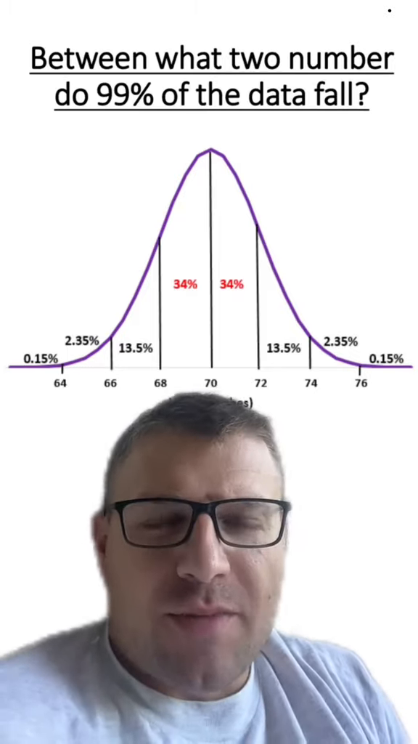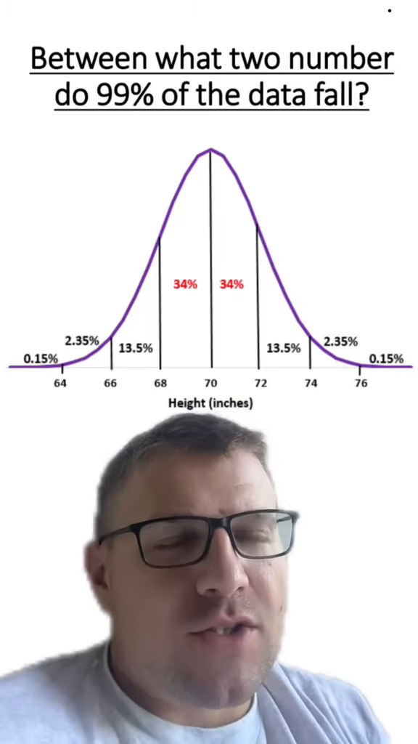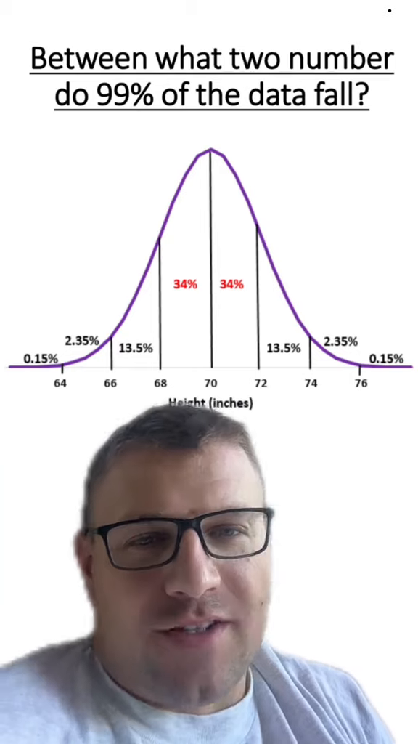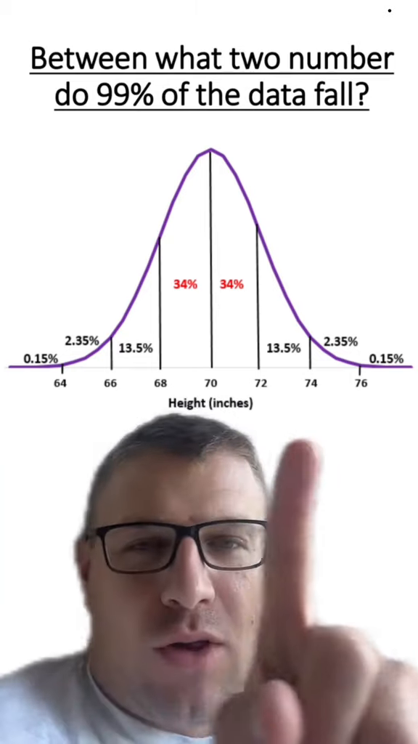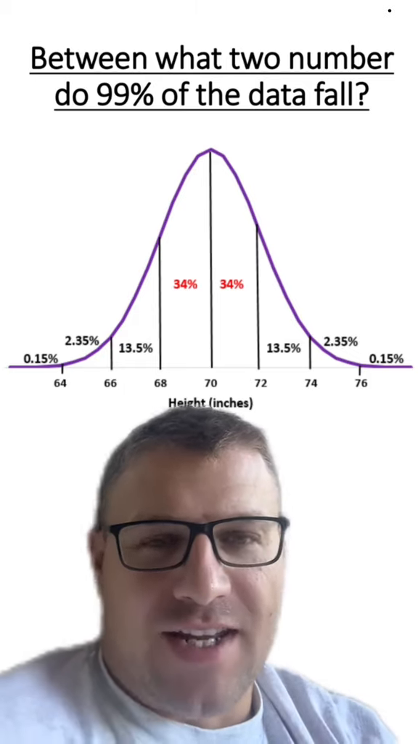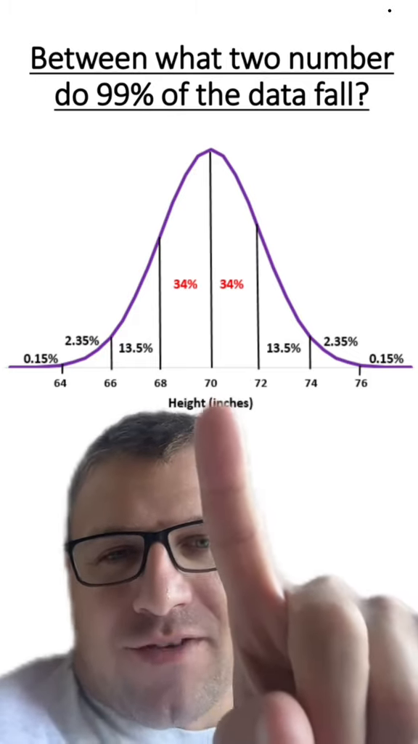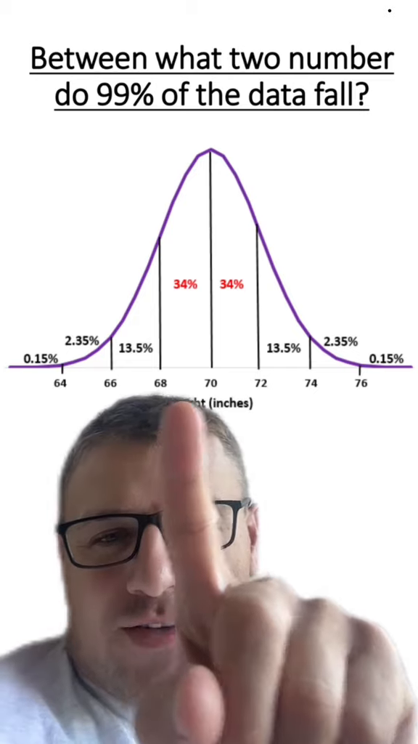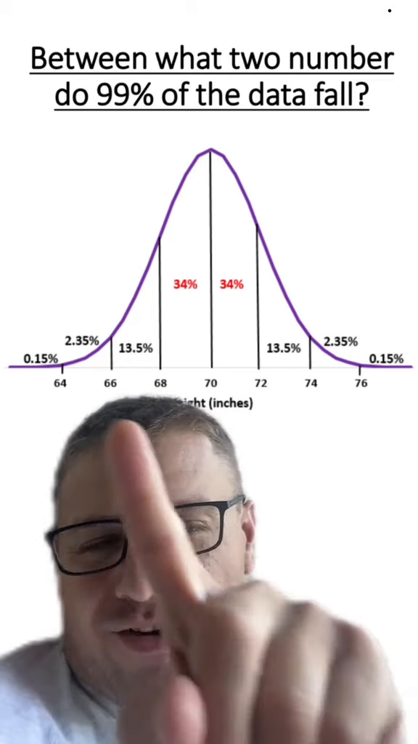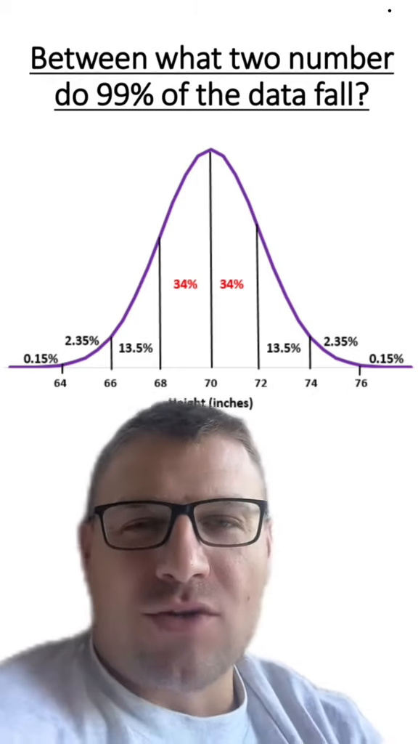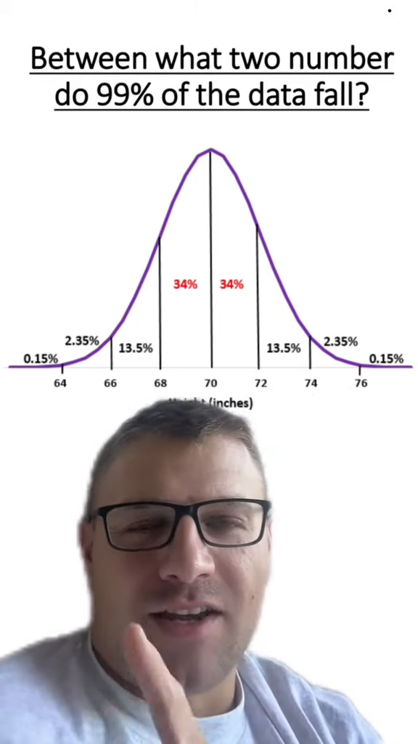Can you answer this question about standard deviation? Between what two numbers do 99% of all the data fall? So remember, this is a bell curve or the normal distribution of data. It starts out here in the middle with the average, and then we have our first standard deviation, our second standard deviation, and our third standard deviation.